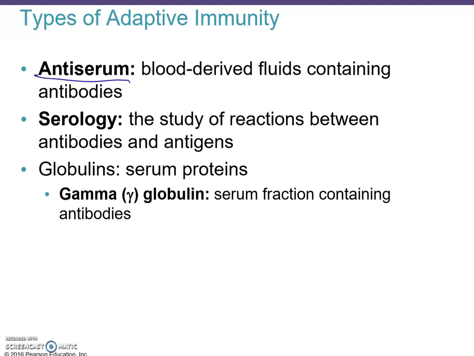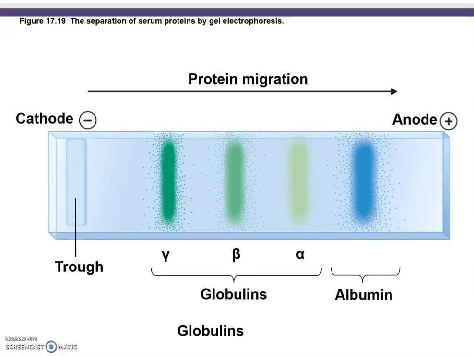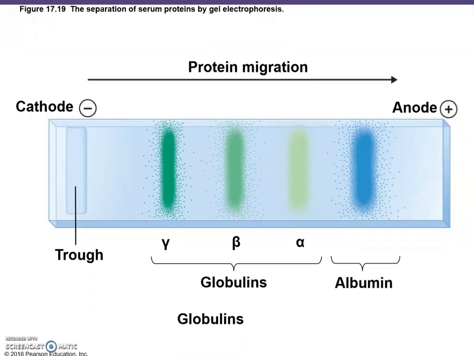So in antiserum, those would be blood-derived fluids containing antibodies, and serology is the study of reactions between antibodies and antigens, and globulins, those are serum proteins. The most important fraction of these globulins will be the gamma globulins. That would be the serum fraction containing antibodies. And if you were to run these different antibodies on a gel, you'll be able to separate out the different globulin fractions. And here are the globulins. Here's where you loaded them, and then they separated out as they migrated toward the positive pole, and you have albumin, relatively small, and there are different types of globulins.